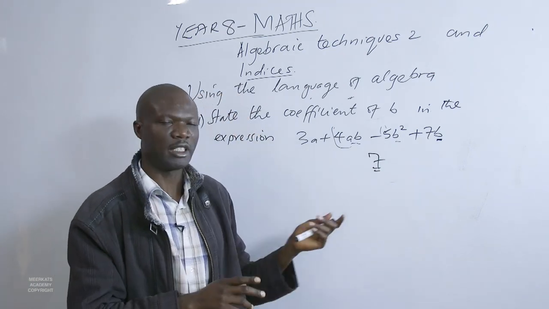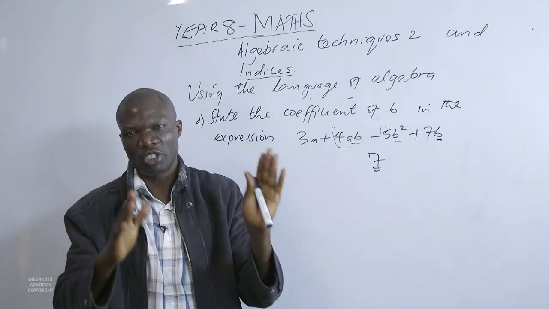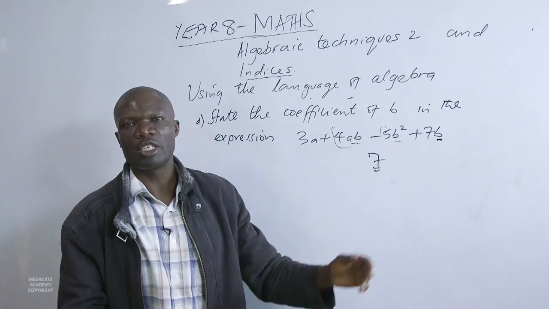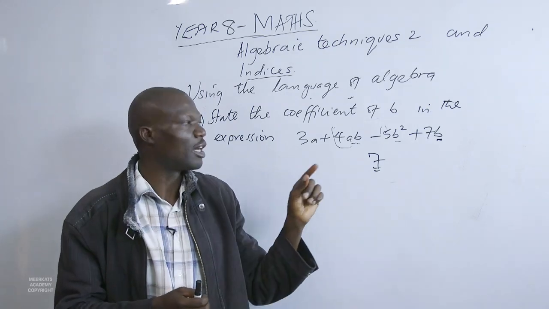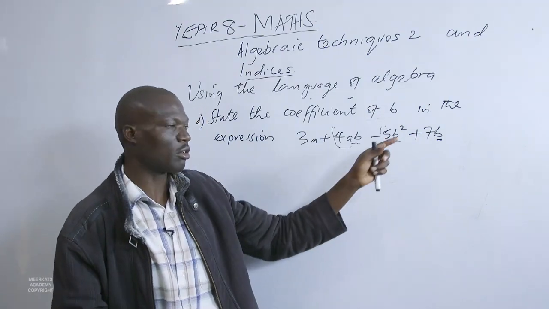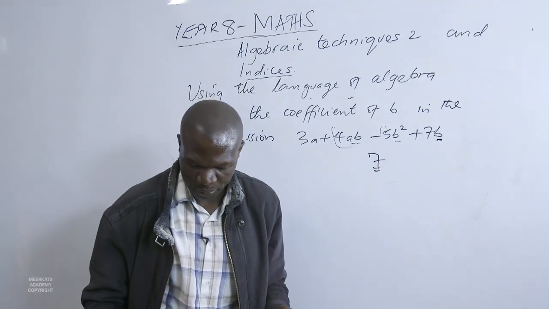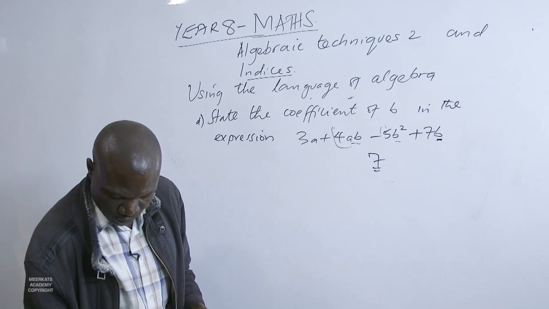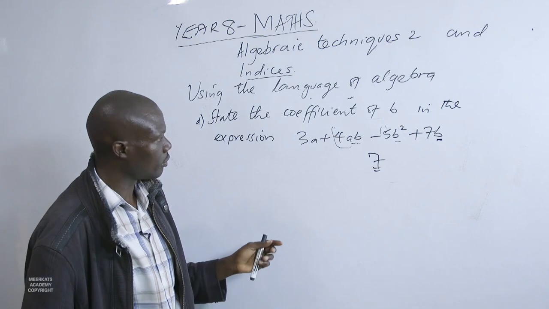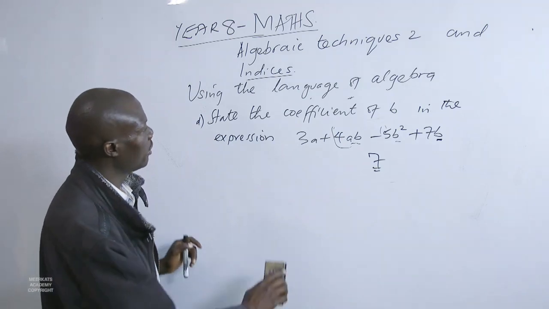It is strictly 7 and not 5 and not 4a, because 4a is not a number, it is just another term. And when you look at 5, b squared is not the same as b. B squared is simply a pronumeral of its own, because it is squared, so it is not a like term to b. So we only look for the term containing strictly b. The rest are ignored.